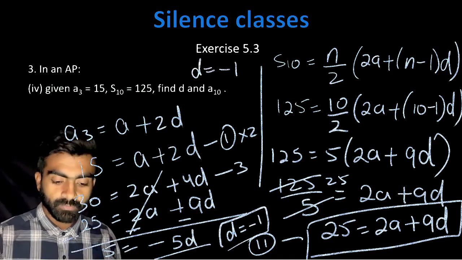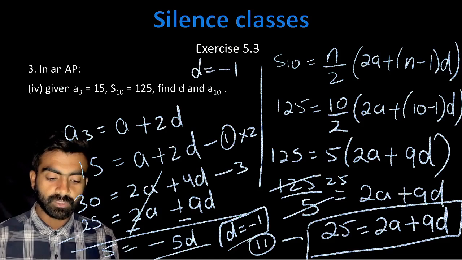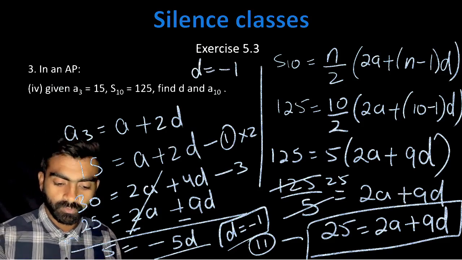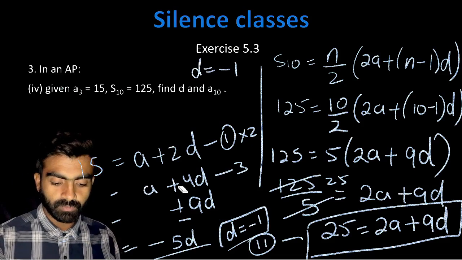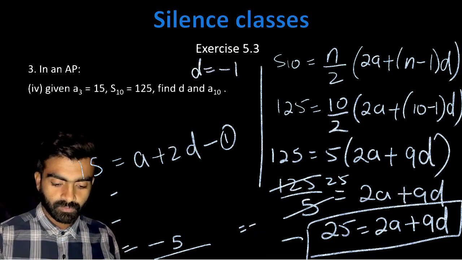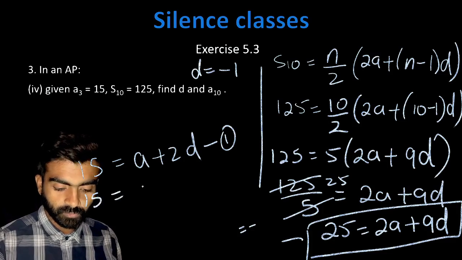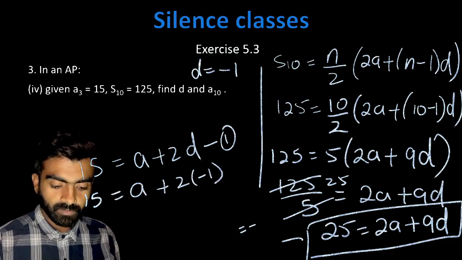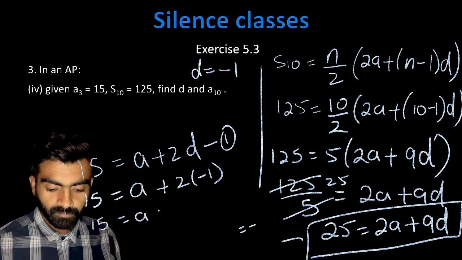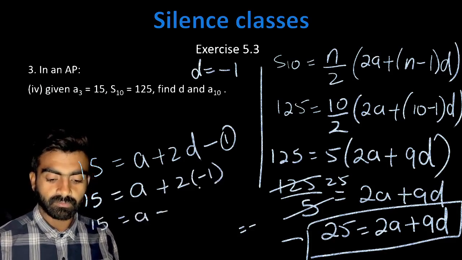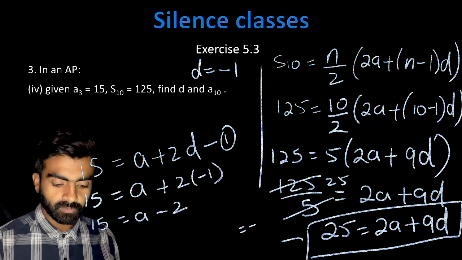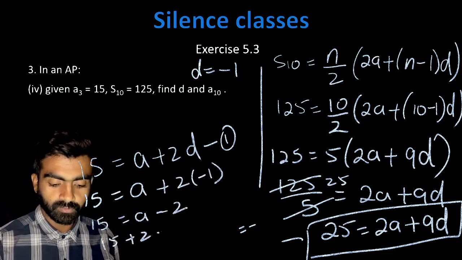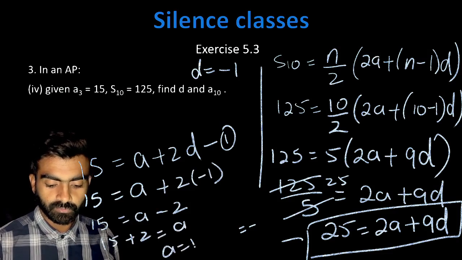Now we can put d in equation number 1 and solve it. In equation number 1 we will put d. So 15 is equal to a plus 2 multiplied by minus 1. So we will get 15 is equal to a minus 2. So we will get 15 plus 2 is equal to a. So a is equal to 17.